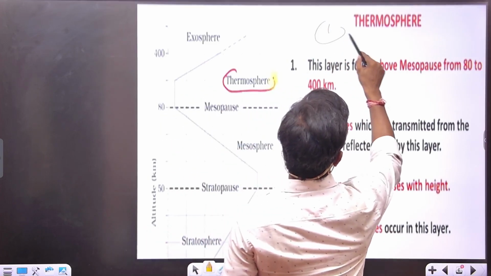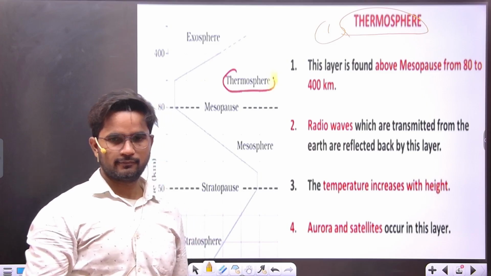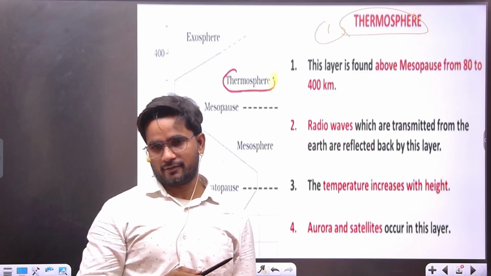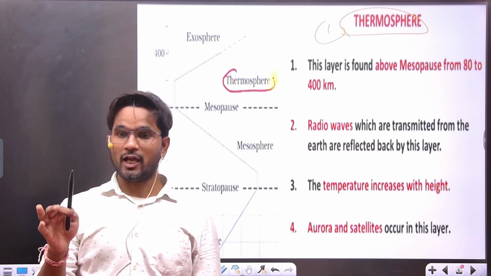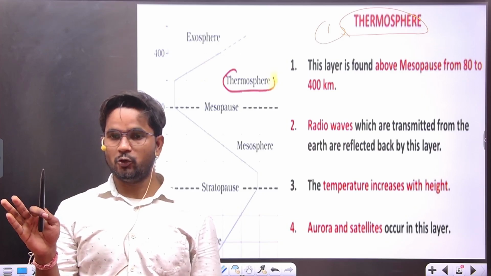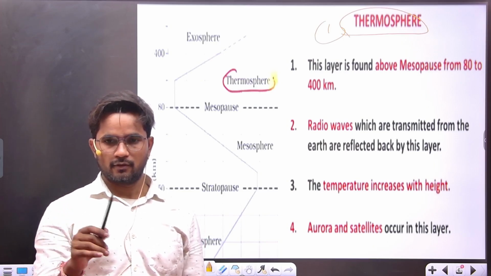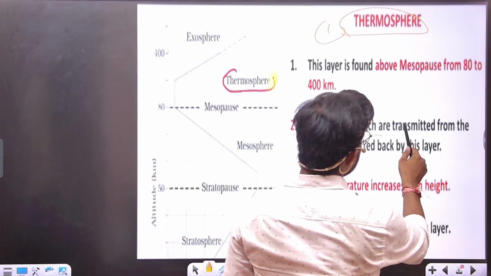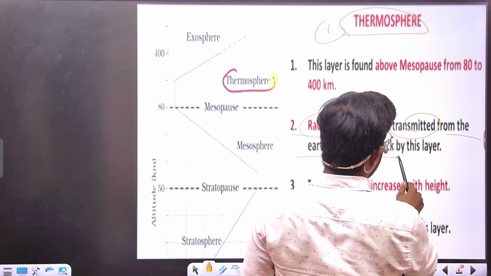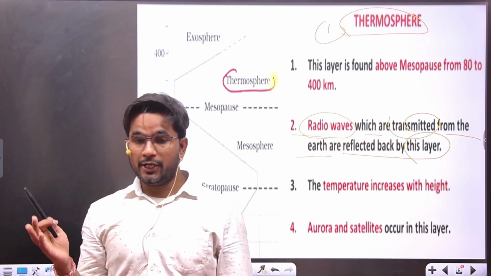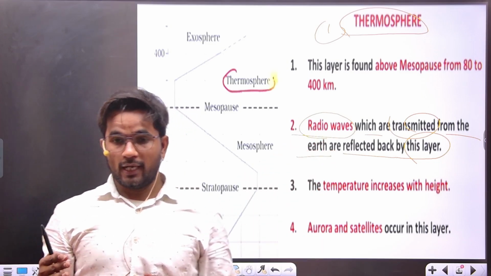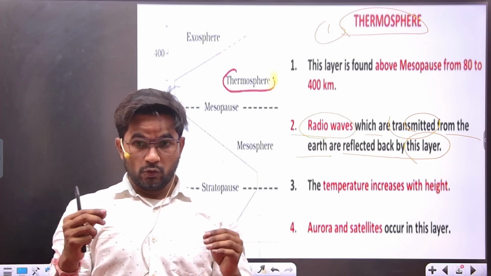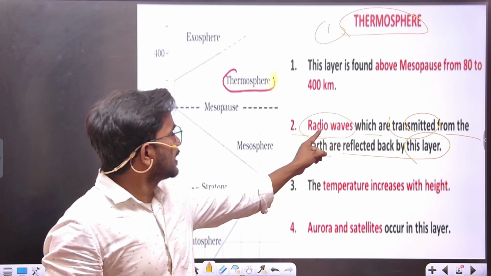The next layer is the thermosphere. The thermosphere is very important, the heated layer. This layer is found above the mesosphere, from 80 to 400 kilometers. Its height in the sky is 85 to 100 kilometers. Understand? Radio waves transmitted from the earth are reflected back by this layer. Like when I am using earphones, calling and listening to songs.